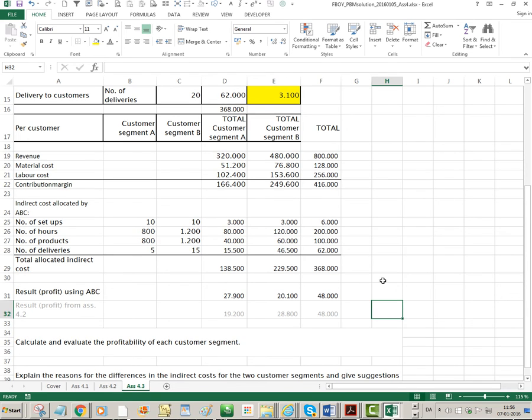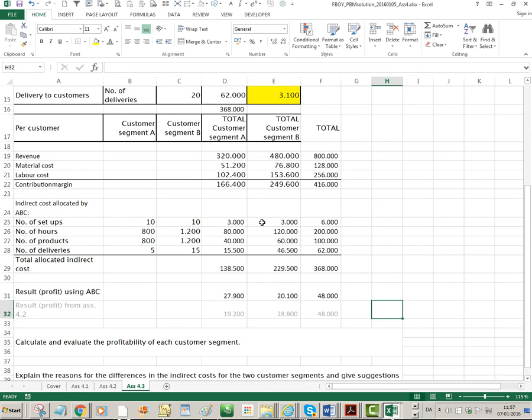What happened actually? We can see that under the ABC system, the customer A segment becomes the one who makes most profit. We make more profit than from B, even though we sold 50% more in segment B. So in the old system, it was 50% more, as I mentioned previously. And here we actually make more money from this segment, and we would have to see why that happens.